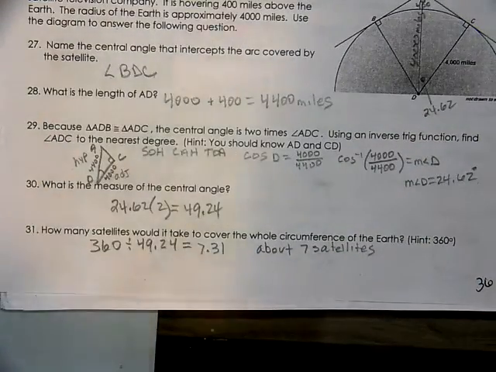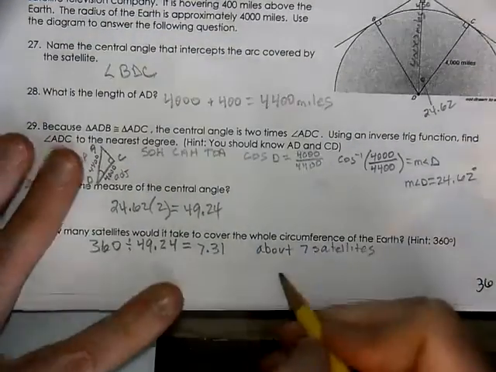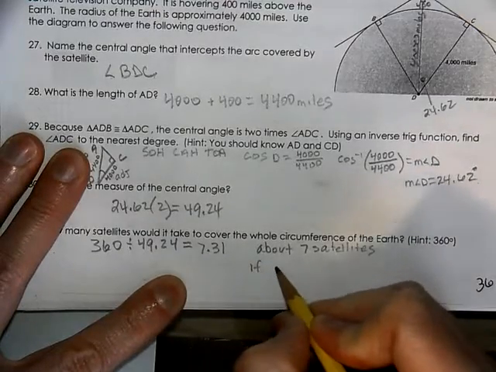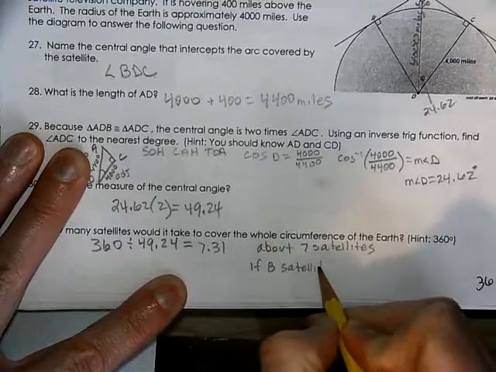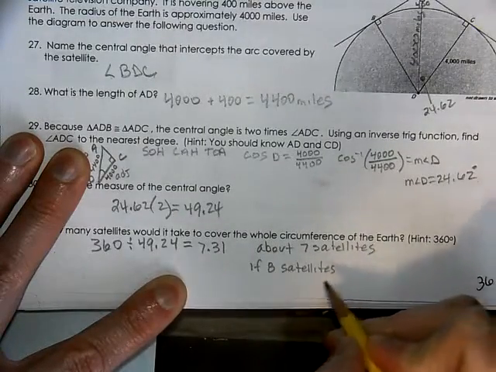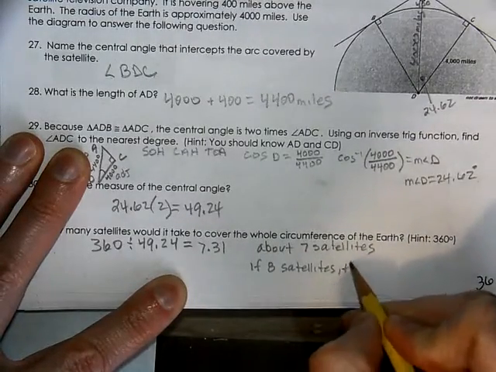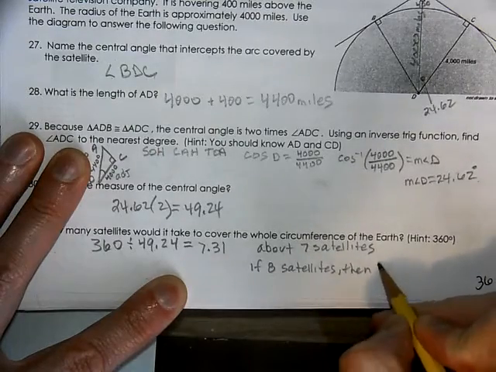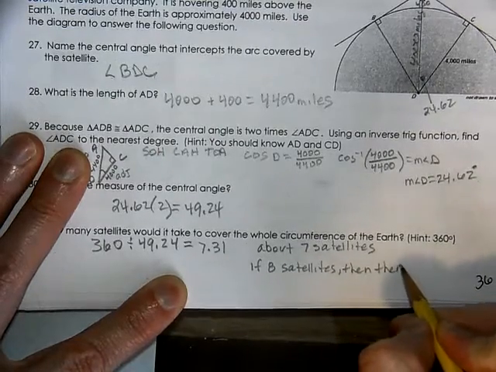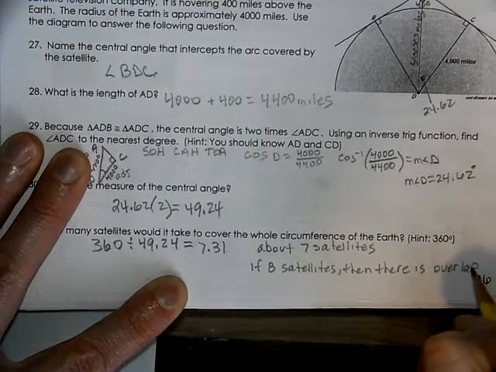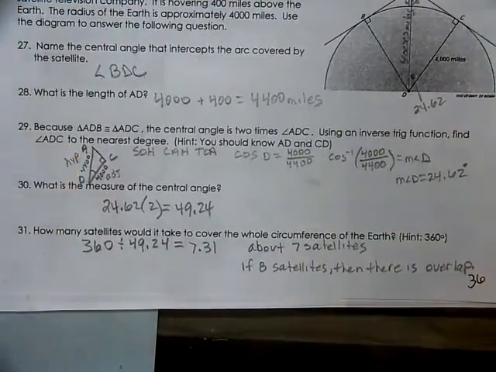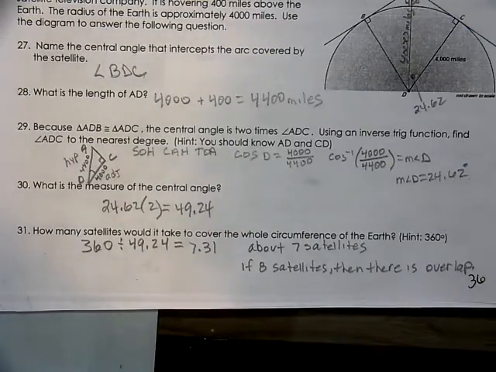But that doesn't quite cover the Earth. If we use 8 satellites, then there is overlap, which would probably be pretty good if that was really happening in the world.